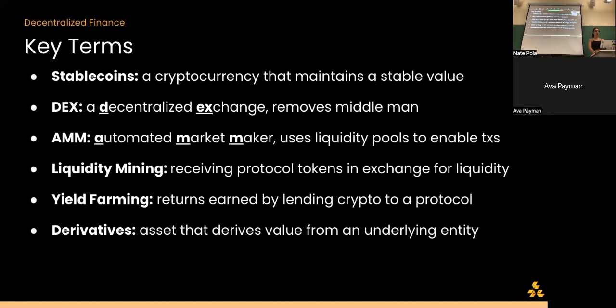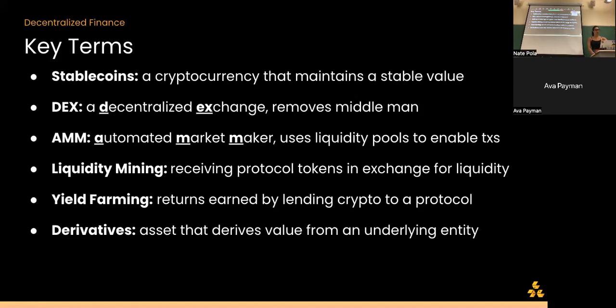Liquidity mining is when you receive a protocol's native tokens in exchange for providing liquidity to that protocol. What does that mean? I'm going to talk about it in a second. Yield farming is the returns that you earn by lending crypto to a protocol. And derivatives, we have those in traditional finance, but it's an asset that derives value from an underlying entity.